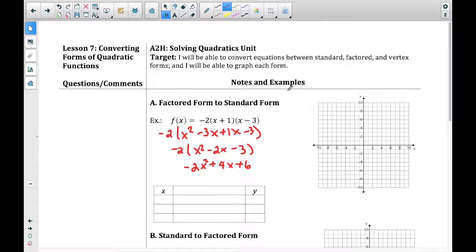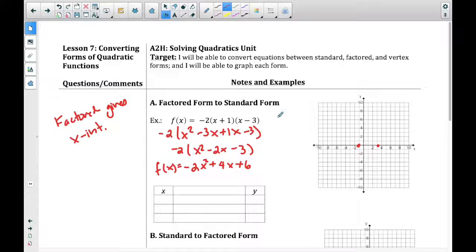A couple things about each form is we've talked a little bit about why each form would be helpful. And so one of the things that's helpful about factored form is that factored form gives us the x-intercepts. So here I have my factored form. That 1 means that I have an intercept at -1. This 3 means I have an x-intercept at +3.